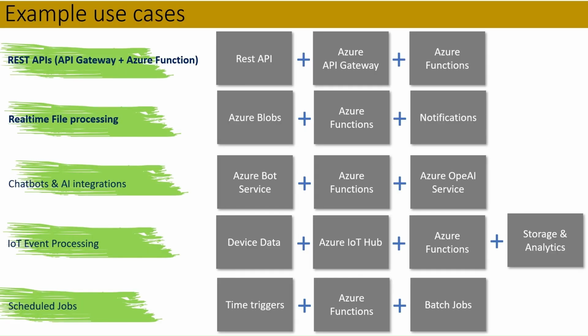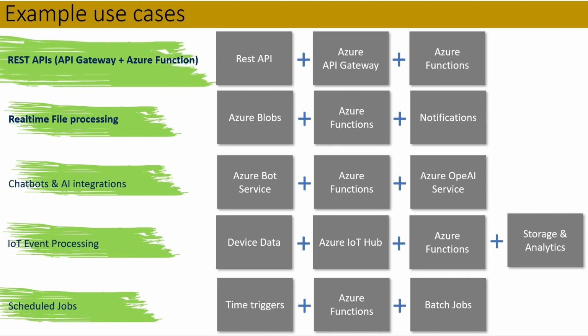Let's see some of the use cases associated with the serverless architecture. The first one is about REST APIs. You can have an API gateway with Azure function. For example, you can use Azure API Management with Azure function to expose REST endpoints. Here, API requests trigger functions that process business logic and return the response without managing any servers.